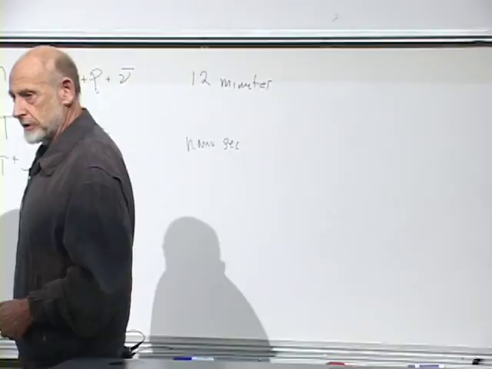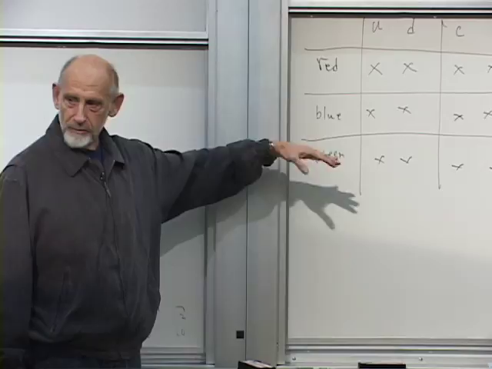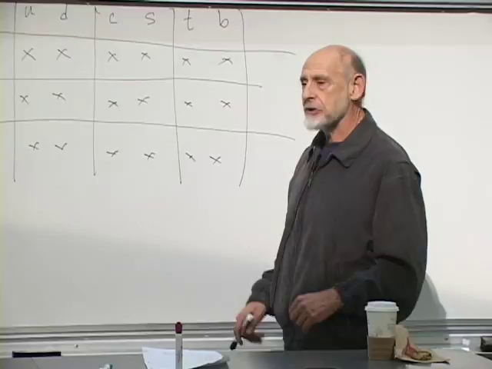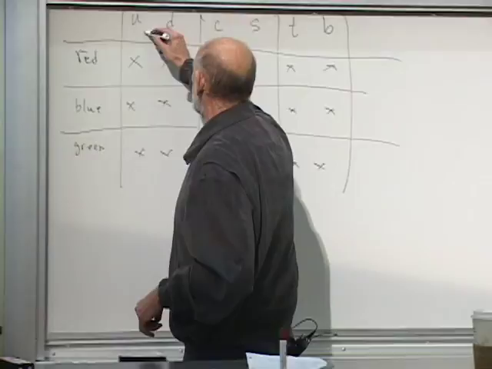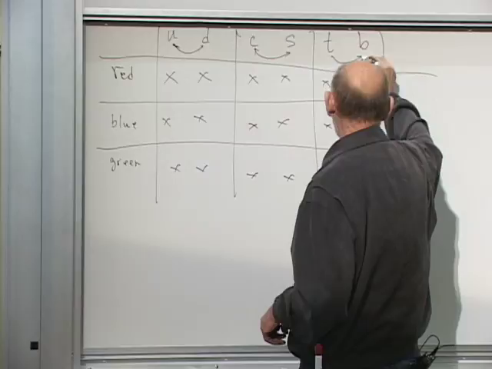Yes, the unitary matrices mix up red, green, and blue. I might have done better to put the rows where the columns are and the columns where the rows are, but no, it's okay. The weak interactions are associated with symmetries which act horizontally in this picture. They mix up with down, and at the same time that they mix up with down, they mix charm with strange. And they mix top with bottom.